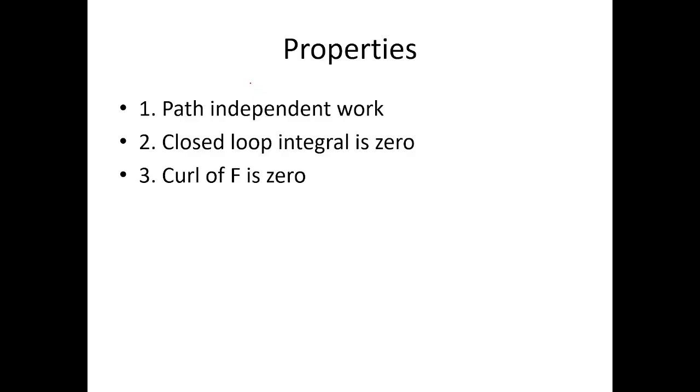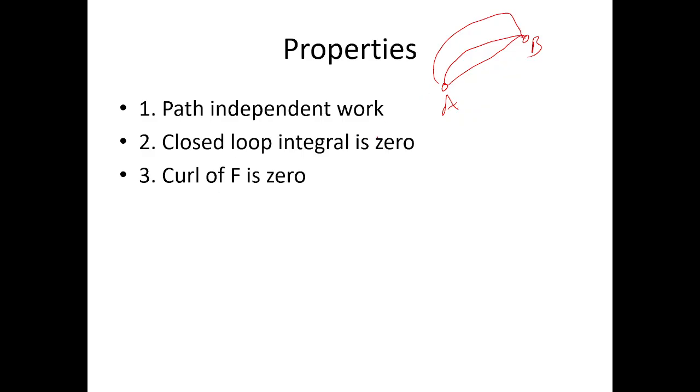Okay, so if we have a conservative field, then this will happen: path independent work. In a conservative field, moving from one point to another is independent of the path. We have two points A and B, and moving this way or that way, the same work is done. So the work done between A and B is independent of the path followed.